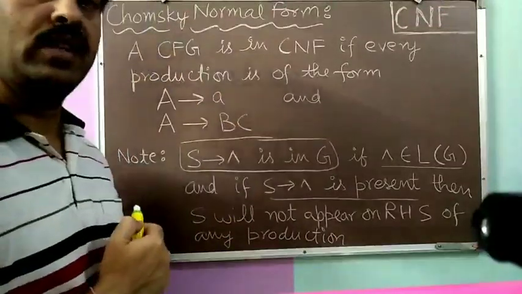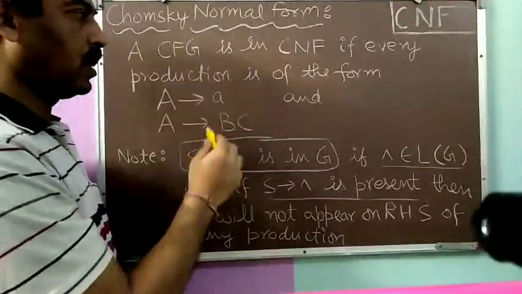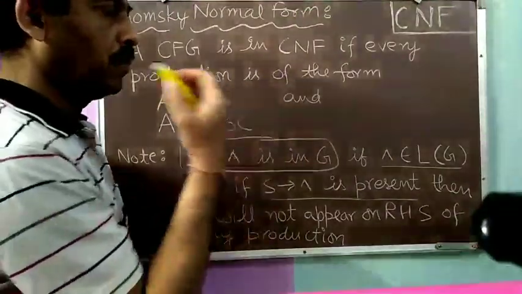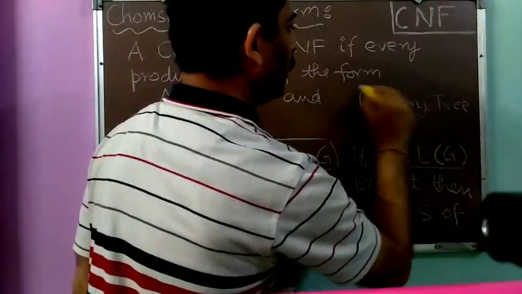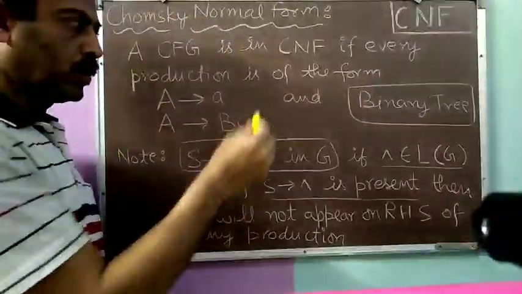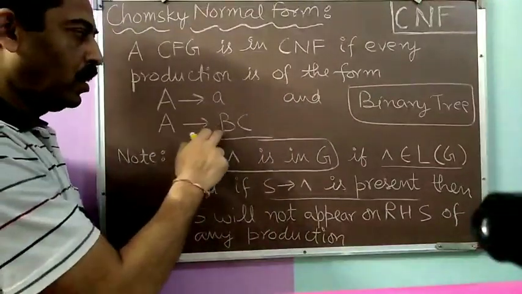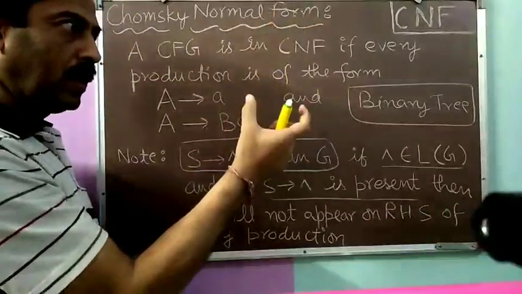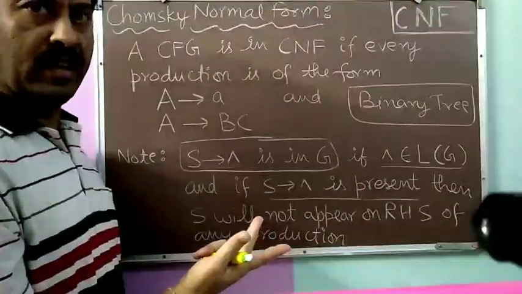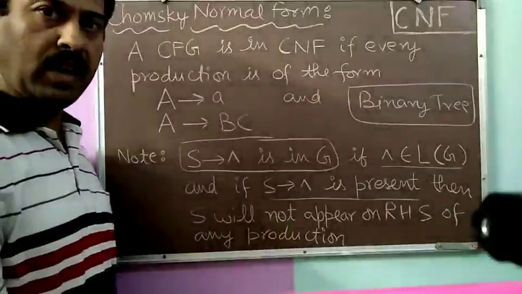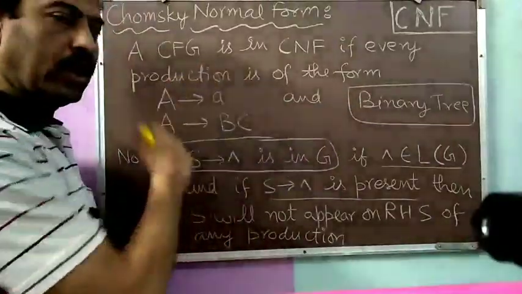Now what is the advantage of this CNF? If you carefully look at the format of the productions, the derivation tree for a CFG in CNF will be a binary tree. Why will it be a binary tree? Because whenever you start with a start symbol, it will have a production having either only a single terminal or two variables. So from one variable you will derive two variables. At each node, it will have either two children or a single child. And when it is terminated by a terminal, there will be no child. So at the most, two children will be there for each node in the derivation tree corresponding to that CFG.